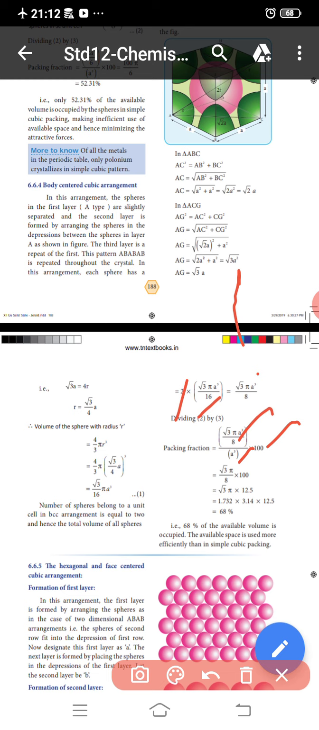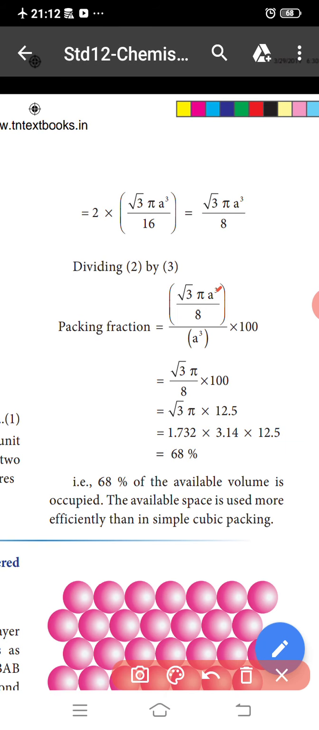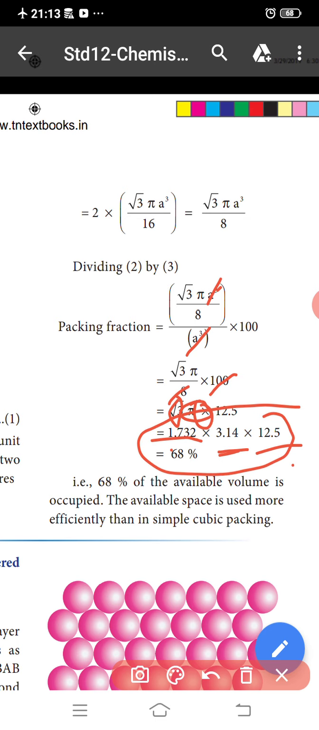Applying this equation, the A cubed cancels. So root 3 pi divided by 8 into 100. Substituting pi as 3.14 and root 3 as 1.732, both constants, and 100 divided by 8 is 12.5. So 1.732 into 3.14 into 12.5, multiplying the numbers, gives 68%.